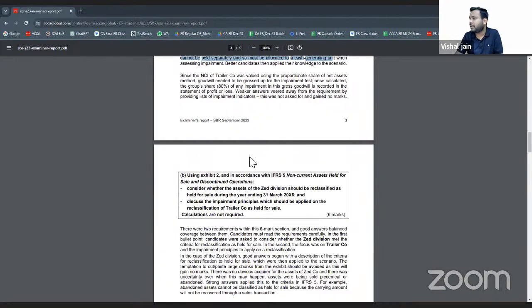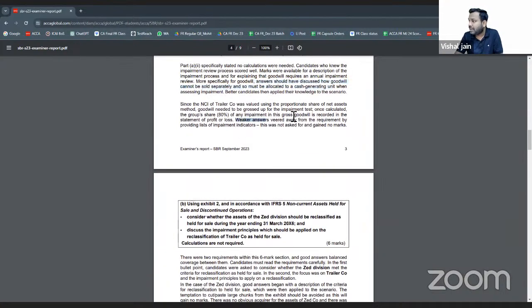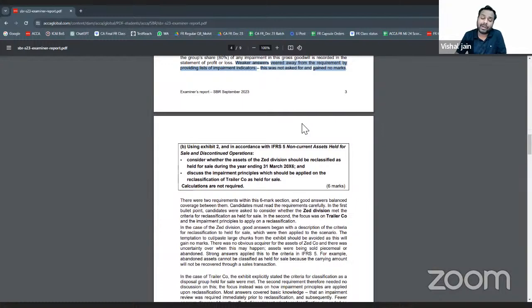Now further, read this point: "Weaker answers ignored the requirement of providing lists of impairment indicators." So the students who provided weaker answers made this mistake. So again, take a print of all these examiner reports and highlight the weaker answers, what should not be done and what should be done. Highlight these two points everywhere, okay?